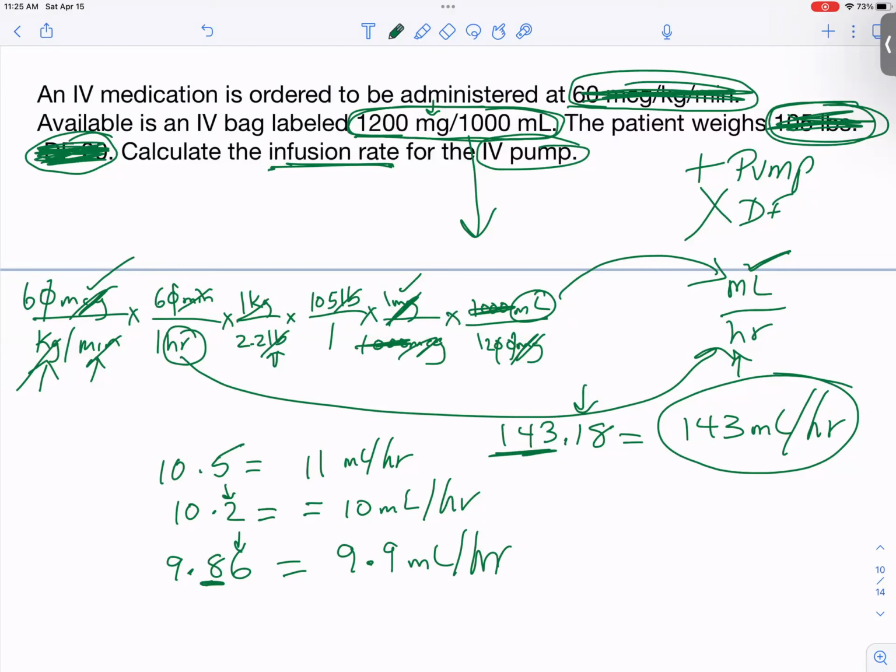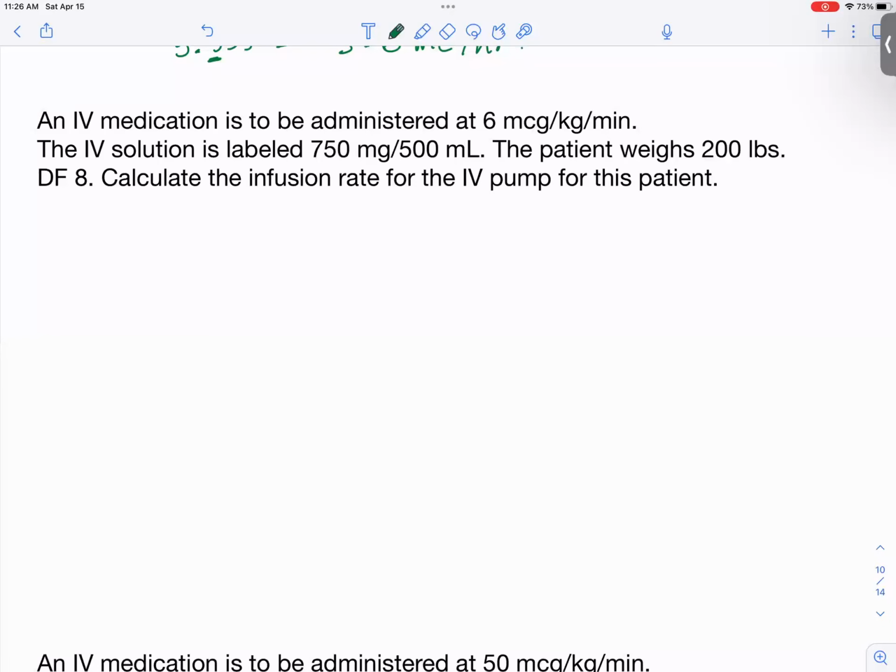What if we got an answer that the pump said 5.555? So we would round to the tenths, 5 and up. We would set the pump to 5.6 milliliters an hour. So hopefully that helps you. All right, let's do this one.